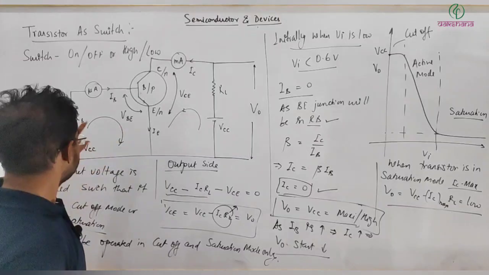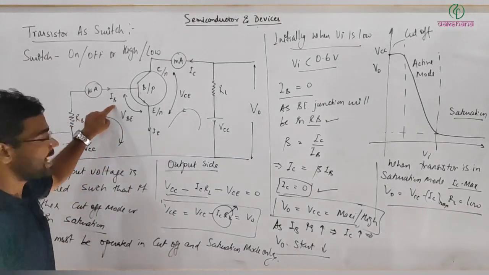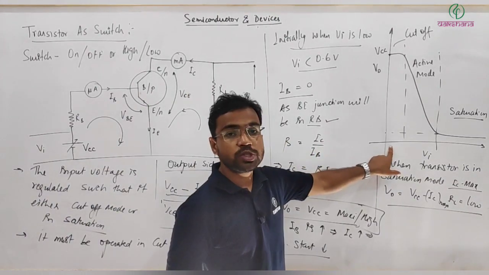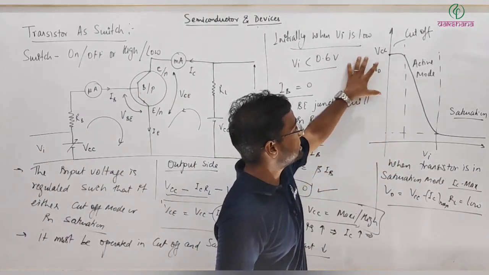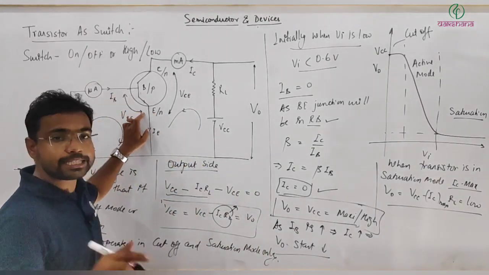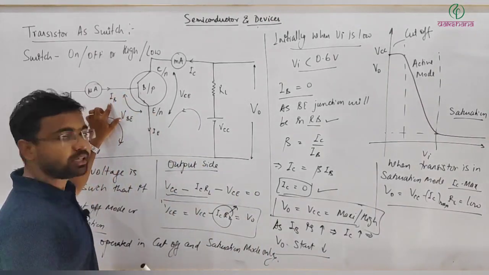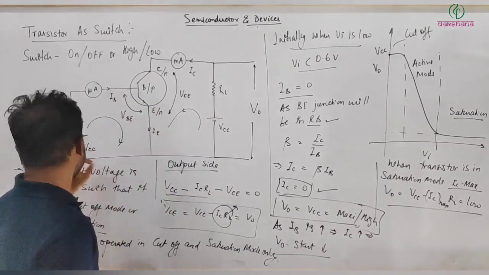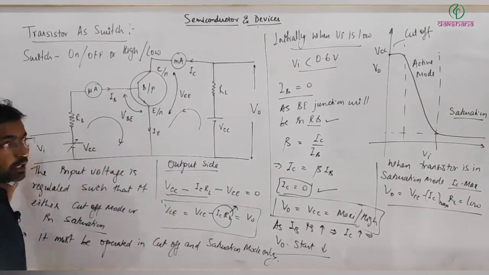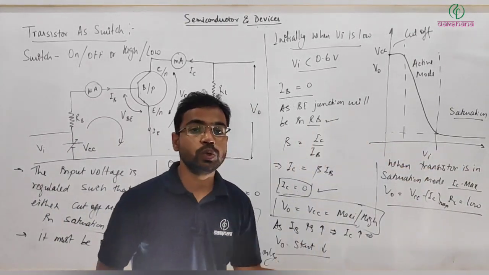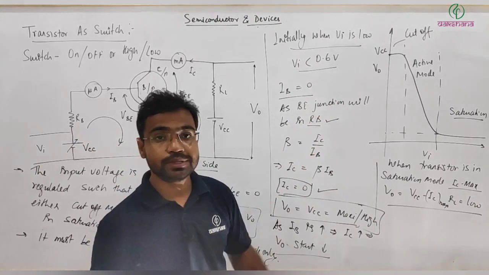Remember that low input makes this IB current 0, because Vi is almost 0, so the base emitter is in reverse bias, IB becomes 0, and that puts this transistor in the off state. As we are changing this Vi directly to this region, the transistor goes directly from cut off to saturation state.